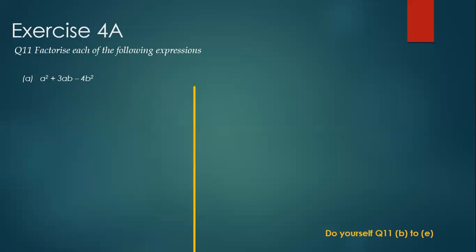Remember, factorization is done by multiplying the first and the last number. If you multiply 1 with minus 4, you're going to get minus 4. Remember, you're going to break this middle term in such a way that you choose two numbers. When you multiply them, you get minus 4, and when you add them, you get plus 3. So 1 fours are 4, and 4 minus 1 is 3.